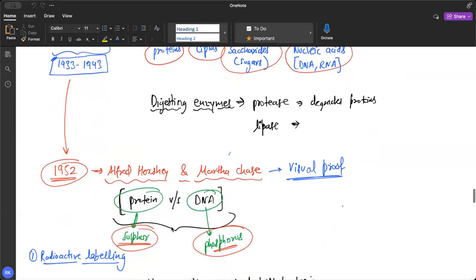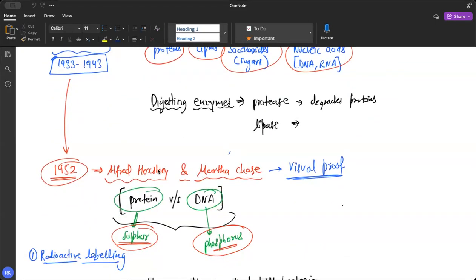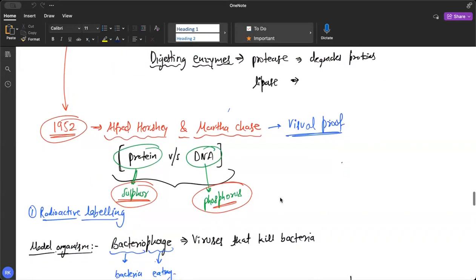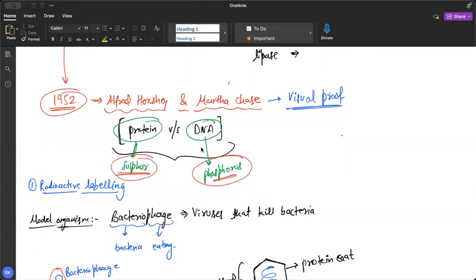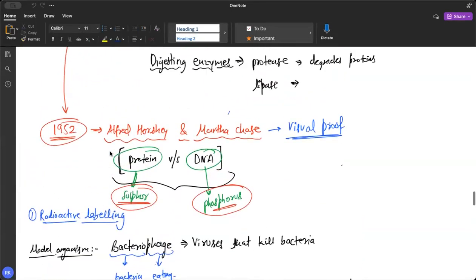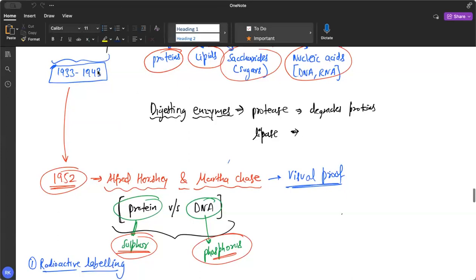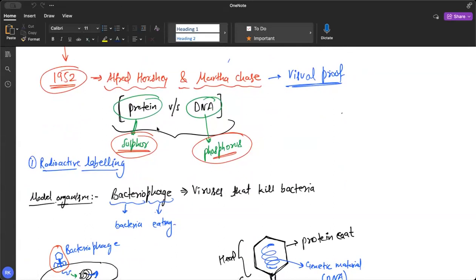Okay, but then Hershey and Chase, Alfred Hershey and Martha Chase, provided an unequivocal proof, which was also a visual proof, that DNA is the genetic material and not protein. So by this time, long story short, between 1943 to 1952, almost 10 years, people converged to either protein or DNA being the candidates.